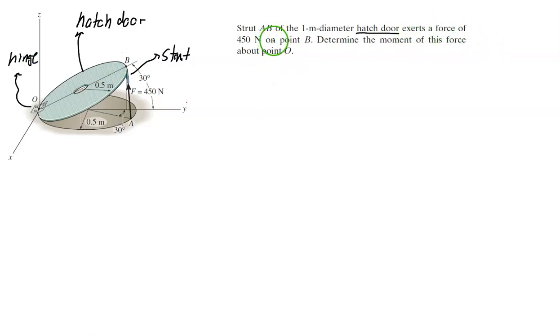Okay, so this strut AB of this 1 meter diameter hatch door exerts a force of 450 Newton on point A. So we are having a force on point A of 450 Newton. Determine the moment of this force about point O, so that our hinge is at point O. So what's the moment of this force around point O?